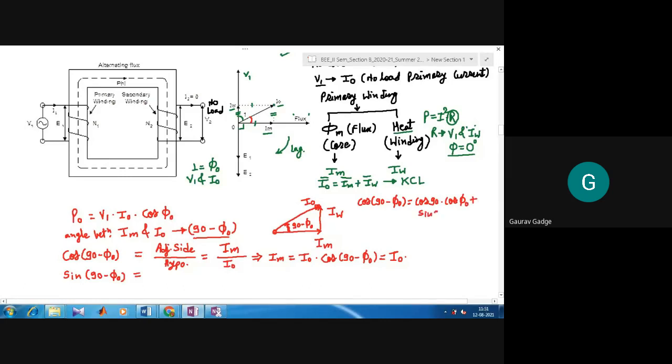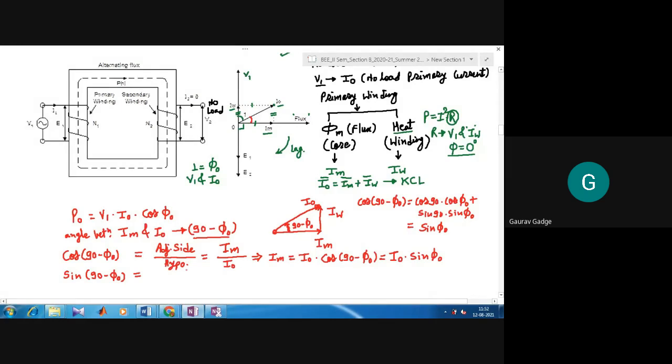Okay, so it is cos of 90 cos of phi naught plus sine of 90 sine of phi naught. Now cos of 90 is 0. Therefore, this particular first term becomes 0. Sine of 90 is 1, and therefore what you get is sine of phi naught. So what is the expression for magnetizing current? It is I naught sine phi naught.